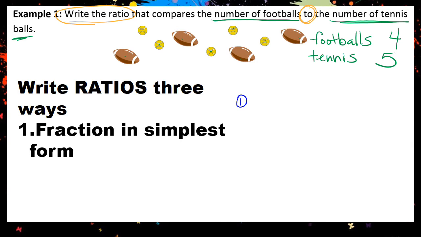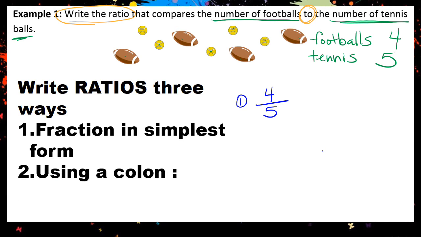So number 1, our fraction, we're just going to write in the order that it shows up in our example here. The number of footballs is 4, and the number of tennis balls is 5. So we use our fraction bar. The first one, footballs, is 4. The second one, tennis balls, is 5. So that's a fraction in simplest form.